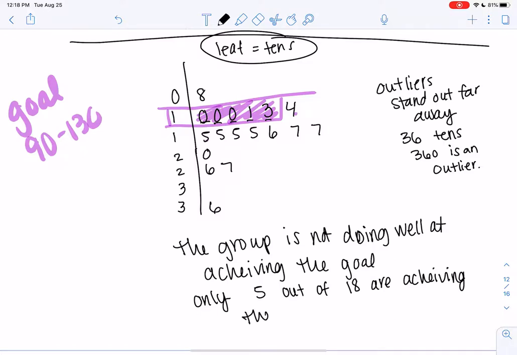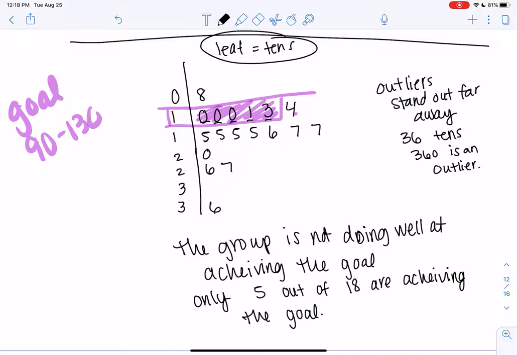So this is what we really want to leave this class being able to do. If we can create a graph, great, right? But can we actually make meaningful conclusions from these graphs? Can we see graphs in the real world and make conclusions? So I would say they're not doing well because it's only 5 out of 18.